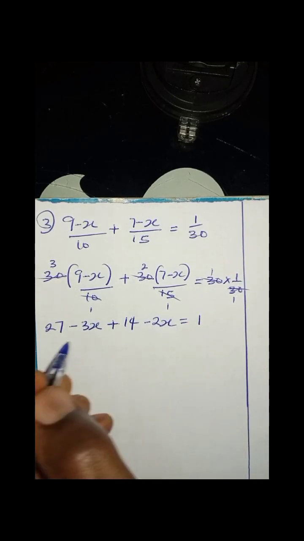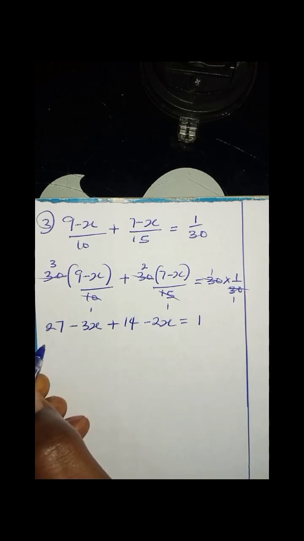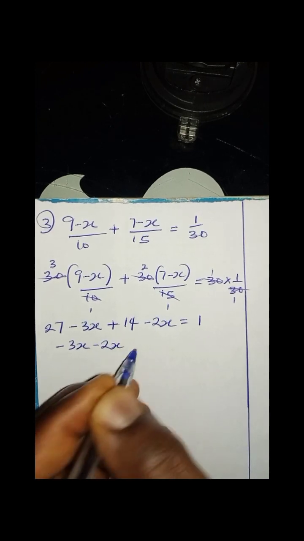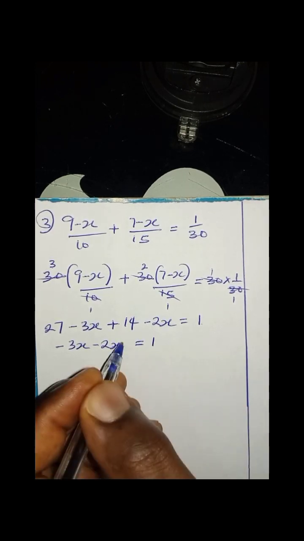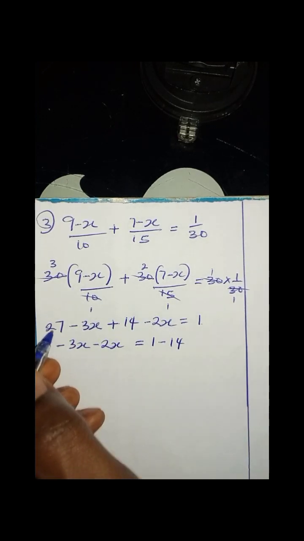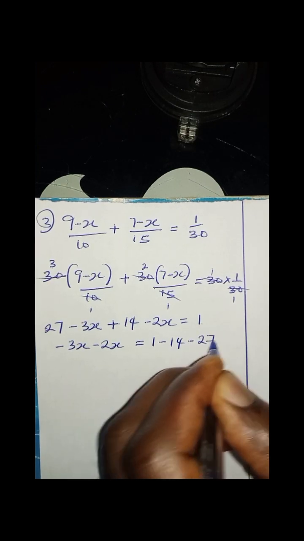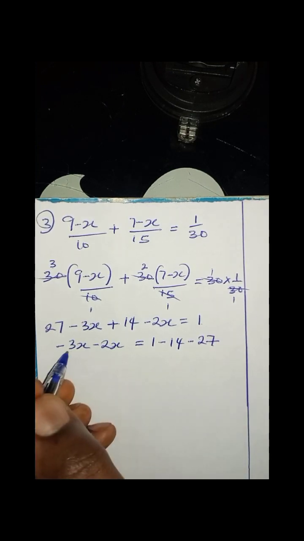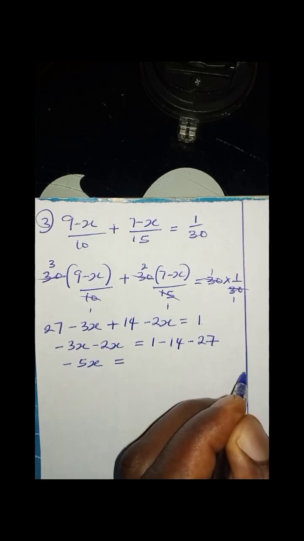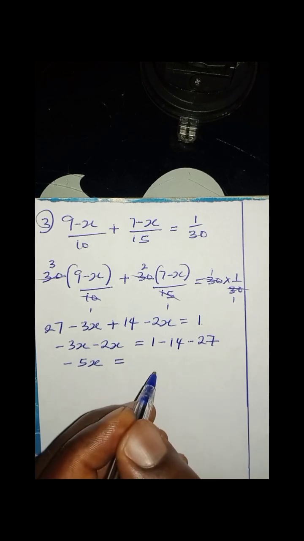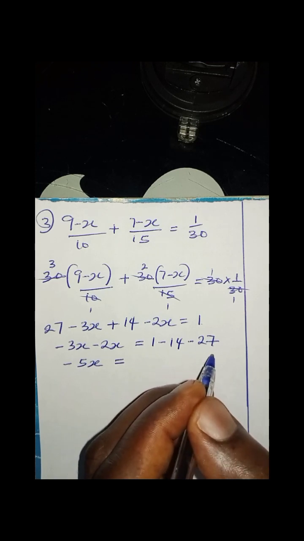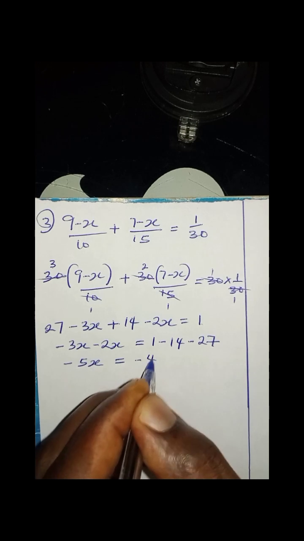Then we'll collect like terms. We want to make those with x on this side. Minus 3x minus 2x is equal to, we'll have 1 on this side, plus 14 crossover becomes minus 14, and plus 27 crosses over to become minus 27. Minus 3x minus 2x makes minus 5x, and that is equal to 1 minus 14 gives us minus 13, and minus 13 minus 27 makes minus 40.